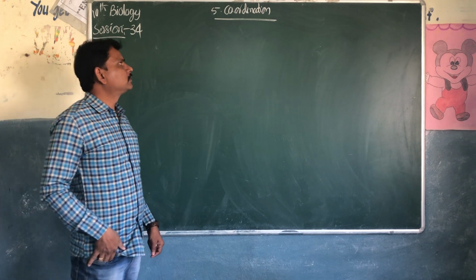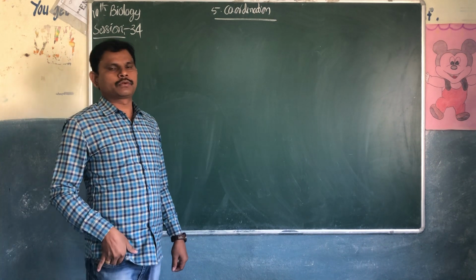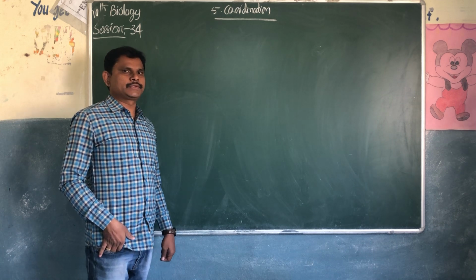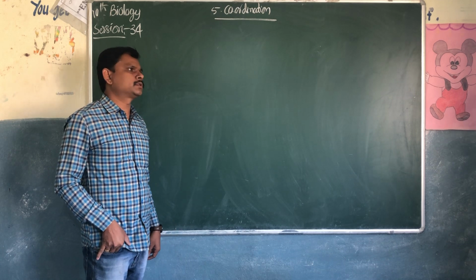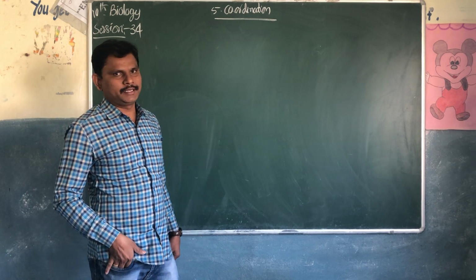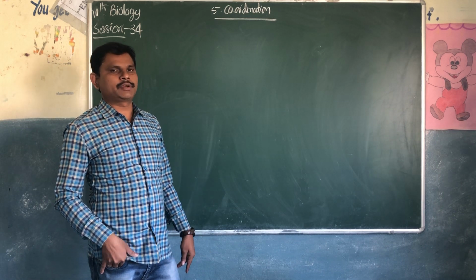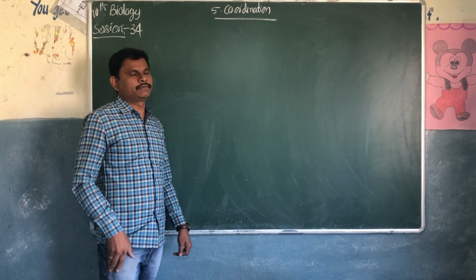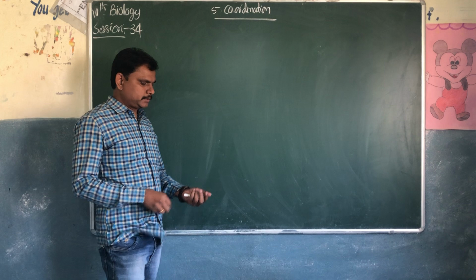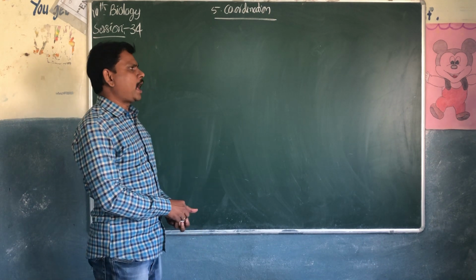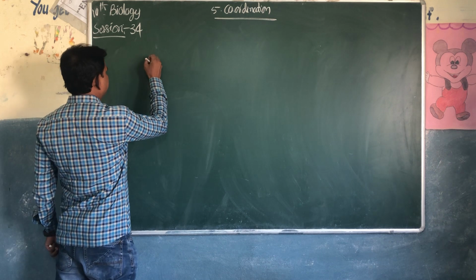Hi students, so we're discussing coordination. In the last class we discussed phytohormones, that's plant hormones, like abscisic acid, auxins, gibberellins, cytokinins and ethylene. Today we're going to finish this fifth lesson, a few more topics are left over. So, some lab activities.